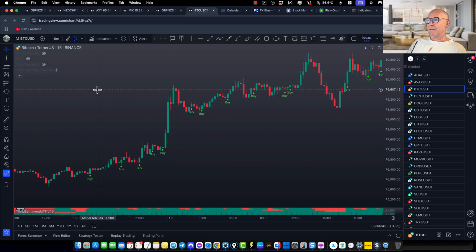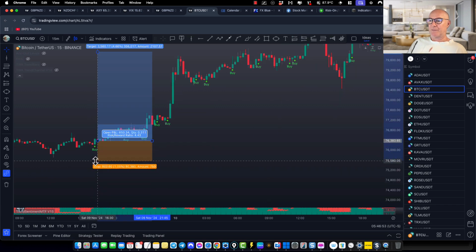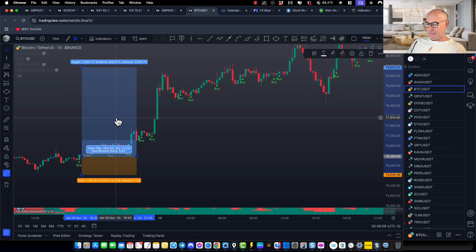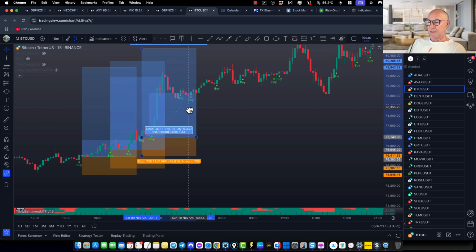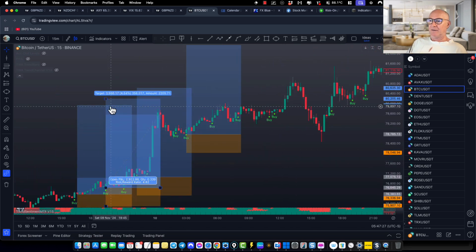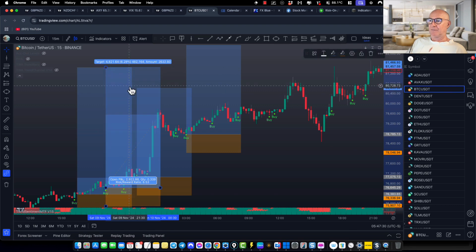The strategy is incredibly simple. Long position on the signal, stop under the previous swing. And when it's trending like this, we simply add to our position, set and forget. And we extend our target, but it gets better.